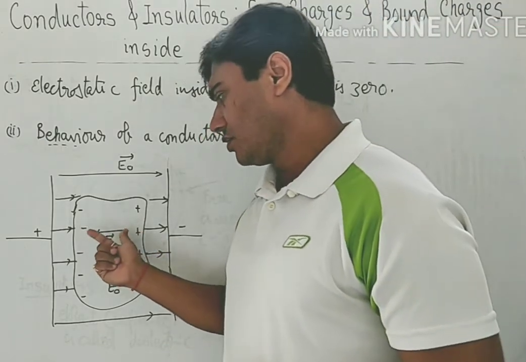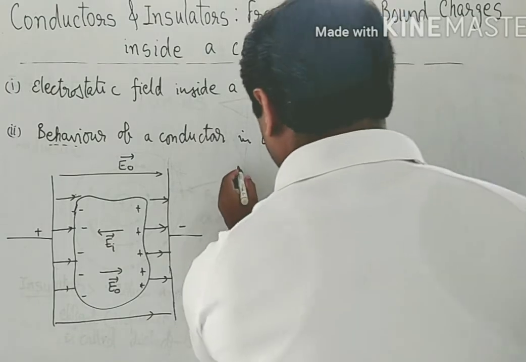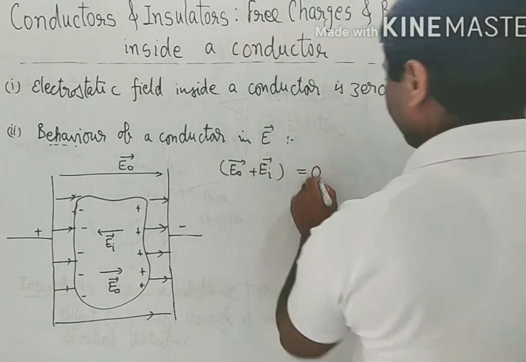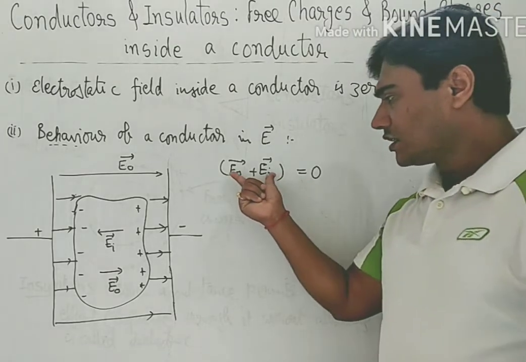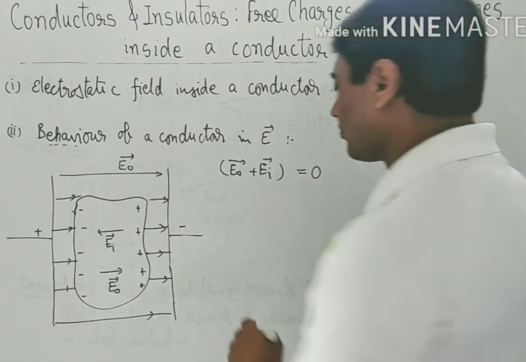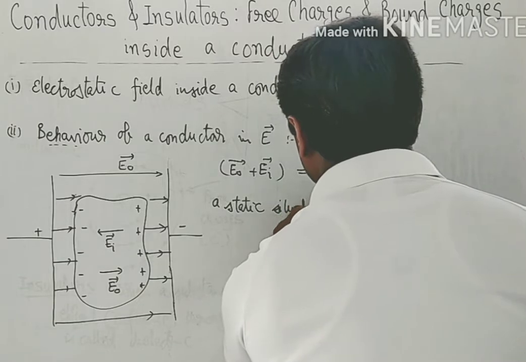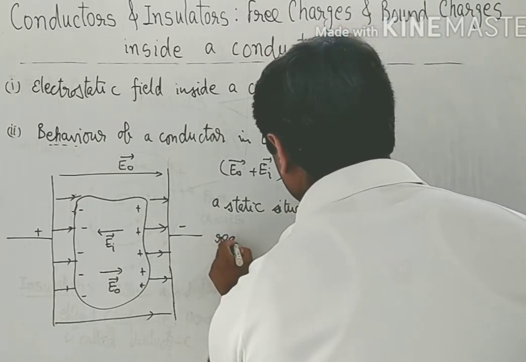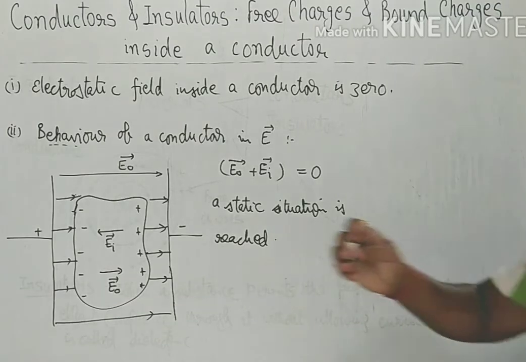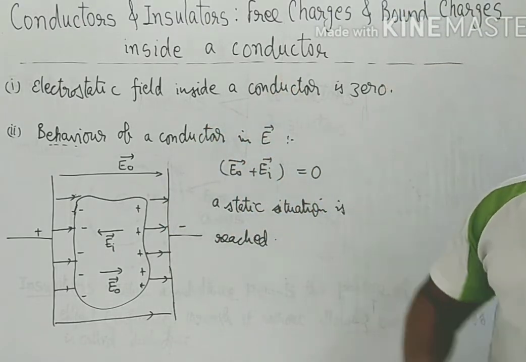So the induction takes place inside the conductor so long as the net electric field, E naught plus E I, the induced electric field, becomes zero. As soon as this resultant electric field inside the conductor becomes zero, a static situation is reached, and now the electric field at any point inside the conductor will be zero. As we said earlier, electric field inside a conductor is zero.